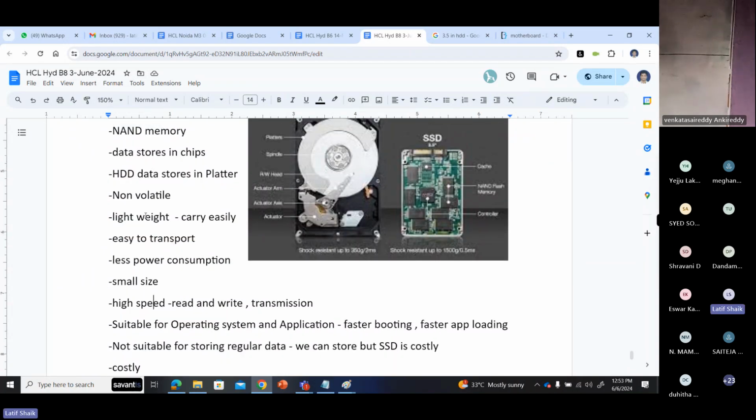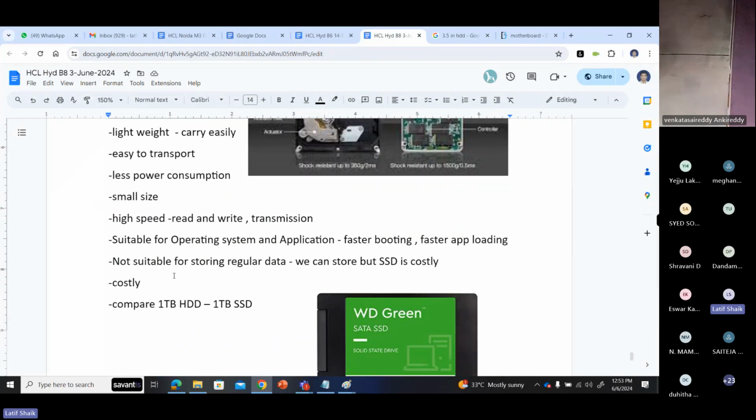Okay, so these are the basic properties: lightweight, easy to transport, lesser power consumption, and smaller size. And very important is high-speed read and write and data transmission speed. Reading and writing of data to SSDs is faster as compared to a regular hard disk, and it is very suitable for storing your operating system and applications.